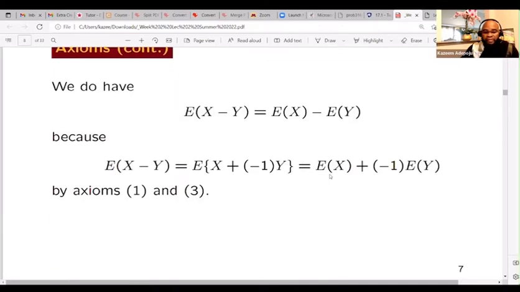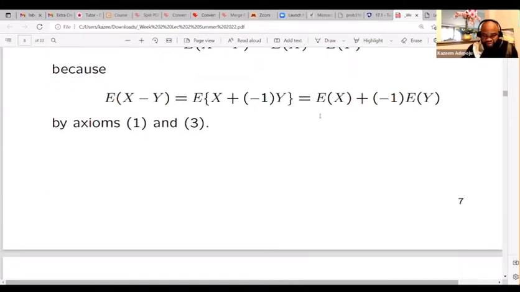Okay, now expectation of the difference. We've just talked about the expectation of the addition of x and y. We can also talk about the expectation of the difference between them. So it's basically going to be that. You can prove that. So I just wanted to take note of that.